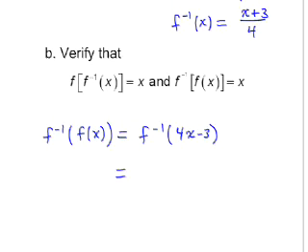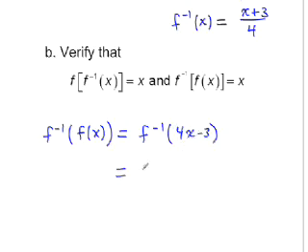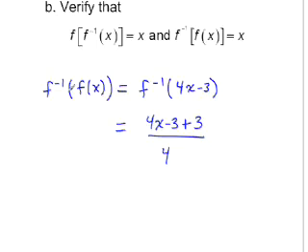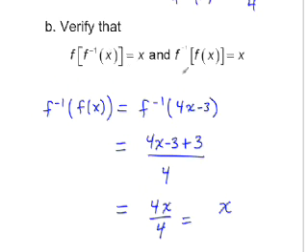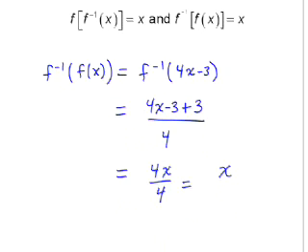So we want to evaluate f inverse of 4x minus 3. So that would equal 4x minus 3 plus 3 all over 4. And again, I substituted 4x minus 3 into the function that we found from part A. So here we have in the numerator 4x minus 3 plus 3. That gives us 4x. We have that over 4. And that is equal to x. So there we have verified both cases in part B that we do in fact have the inverse of f.